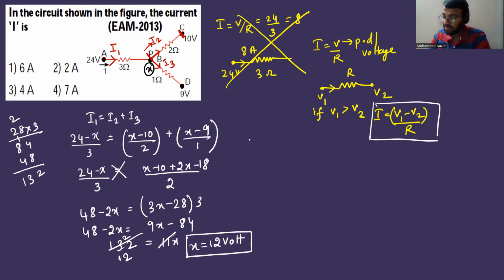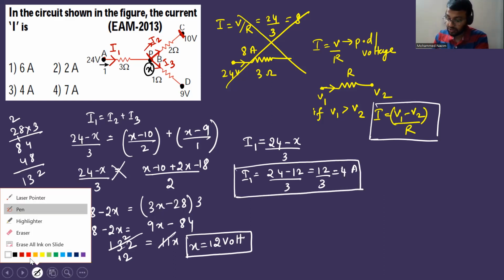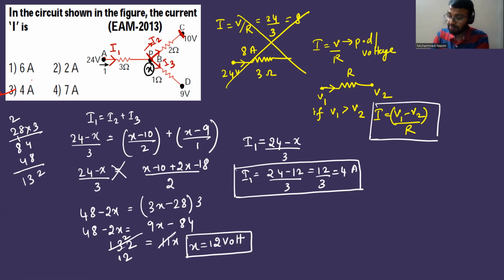Now you can easily find I1. He's asking you to find the current I. That I is nothing but the current flowing through the 3 ohm resistor. So what is the current? 24 minus X divided by 3. And this is 24 minus 12 divided by 3, which is nothing but 12 by 3. And that will come out to be how much? 4 ampere. This is the current flowing in this branch. Similarly, if you want, you can find the current flowing in the other branch also. So the answer will be 4 ampere.